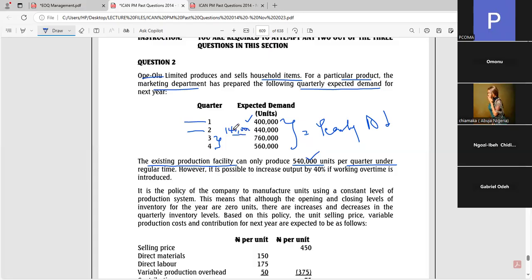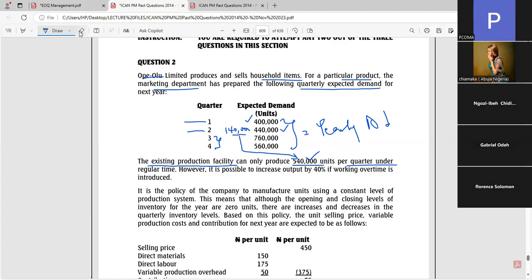Yes, exactly, 140. So in the second quarter, you have an opening stock of 140. If you add that 140 to what you are producing again, 140 plus 540, that's 680. That means you can meet up with the quarter 2 demand. So I just want you to be dynamic. Just think. We are not done reading the question anyway. I'm just trying to tell you possibilities of what ICAN is trying to do here.